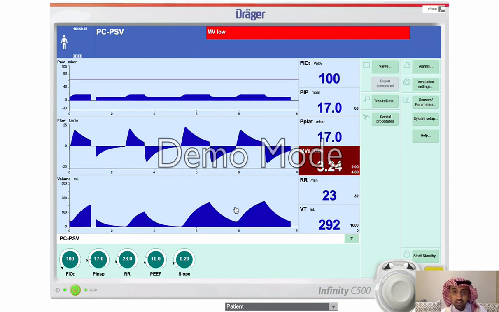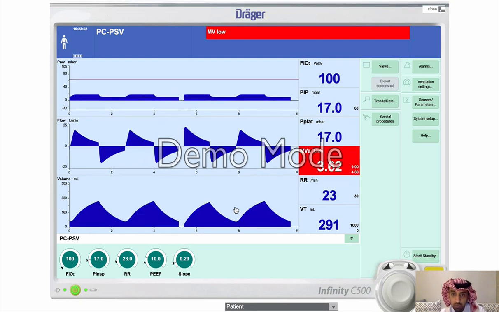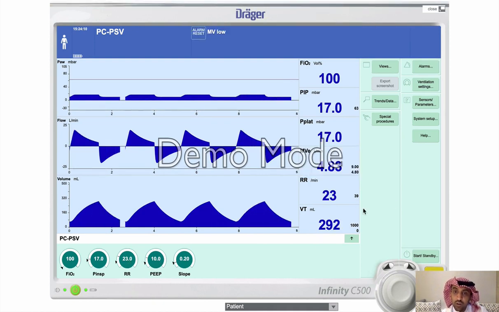So you see the tidal volume is going up because the compliance is improving, and with it the minute ventilation is improving. And again, you can increase the respiratory rate. The PEEP will play a part here in the oxygenation as well.